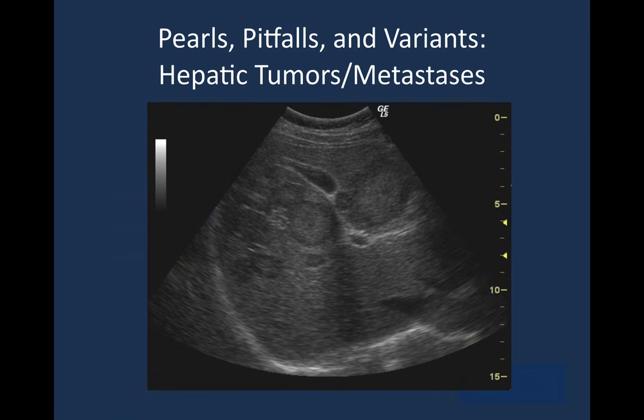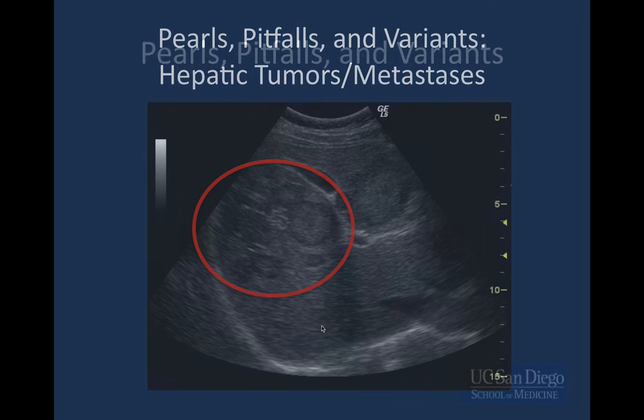Now, contrast that with this liver. You see the diaphragm here. This is all liver parenchyma. Here's the gallbladder. And if you look closely at the liver parenchyma, it does not look homogeneous. In fact, there are several areas of increased echogenicity. And unfortunately, this is an individual that has metastatic colon cancer, and these are hepatic tumors and metastases. Quite different than the hepatic cyst we saw on the previous slide.